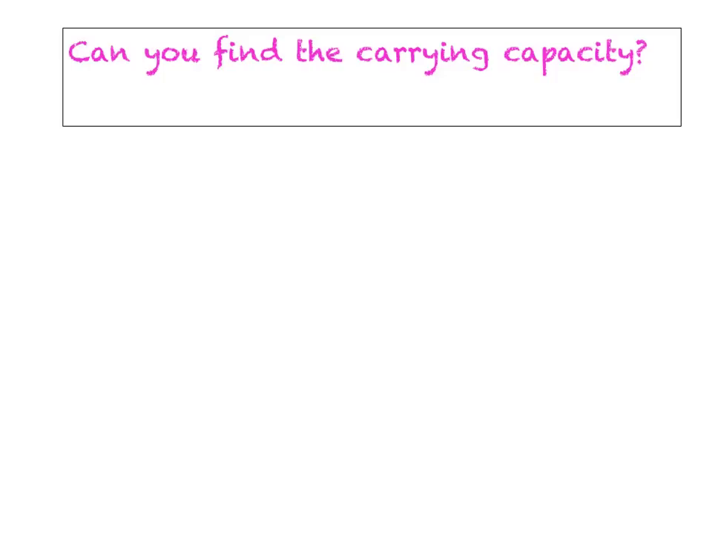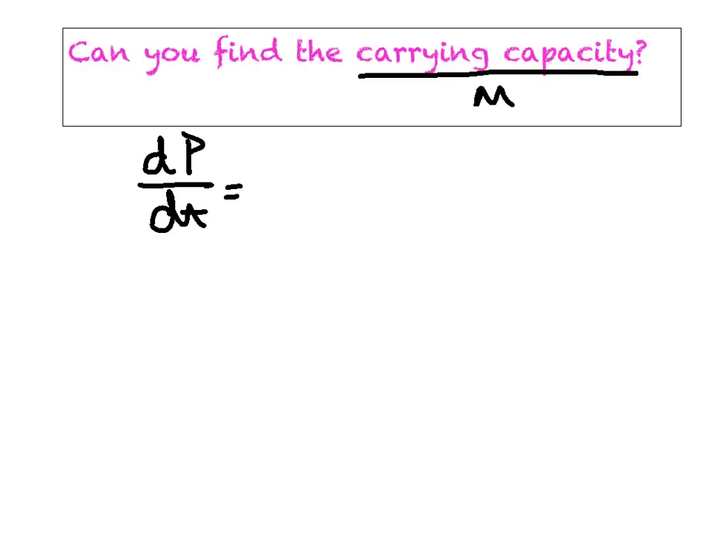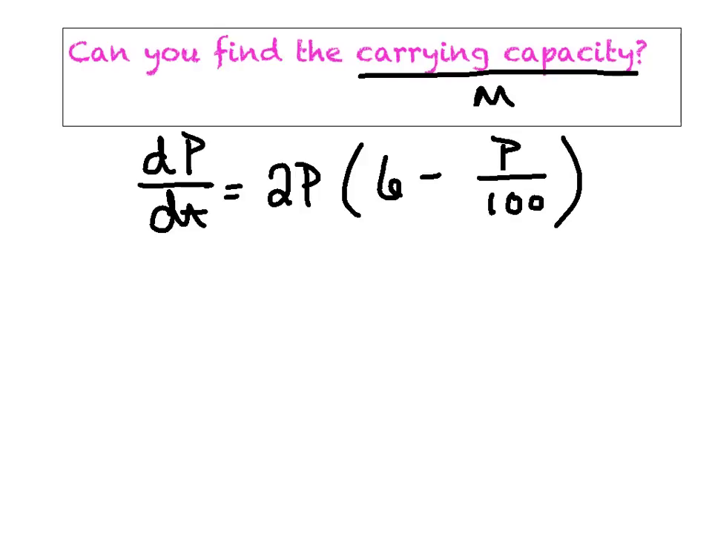Okay, one of the trickiest questions they might throw at you: it seems like it's so easy to identify the carrying capacity. That's simply our m value. But they're going to try to make things a little sneaky on us. For instance, look at this Diffy Q here. dp dt equals 2 times p times the quantity 6 minus p over 100. And it's very tempting to say simply that m has to equal 6 because of this rascal here. However, this number here is not the carrying capacity unless this term is p only.